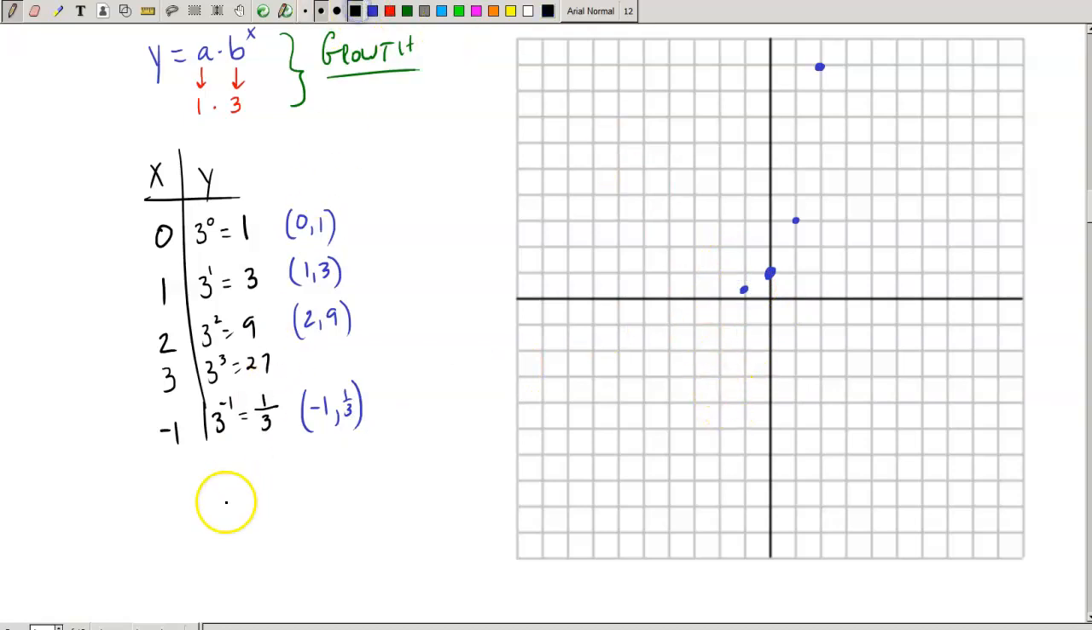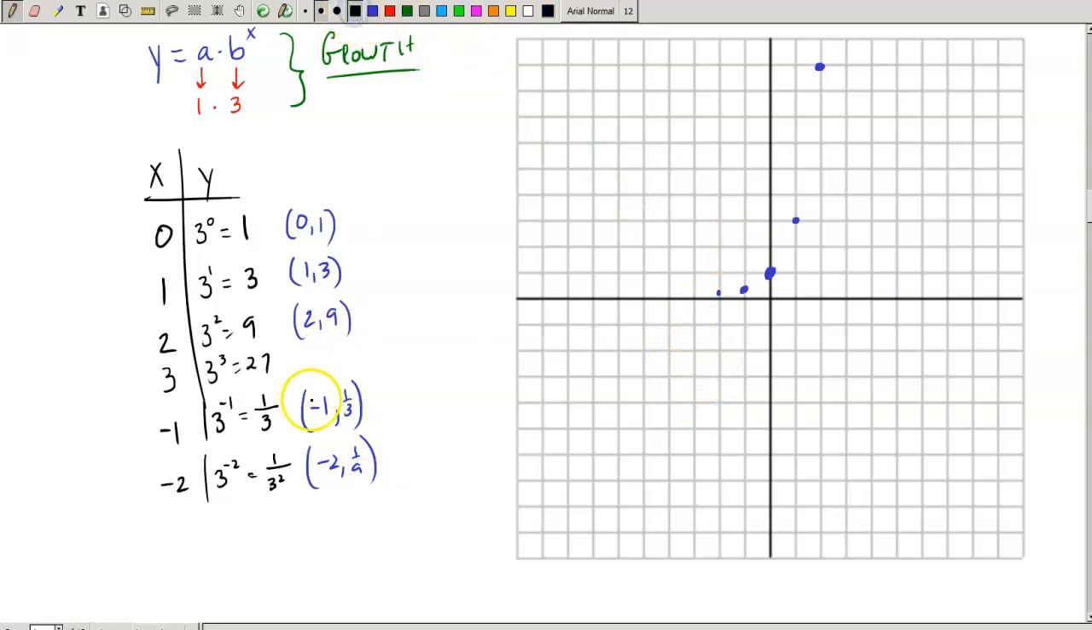And if I plug in -2, I would have 3 raised to the -2. Well, that's the same thing as 1 over 3 to the +2, or 1/9. So -2 would be 1/9. So that's really just getting really close to this bottom line here.